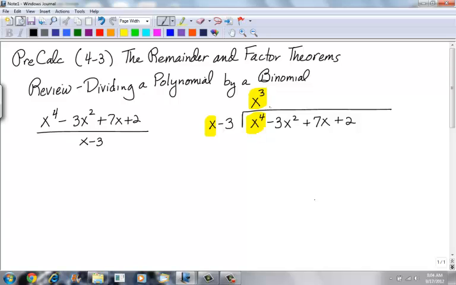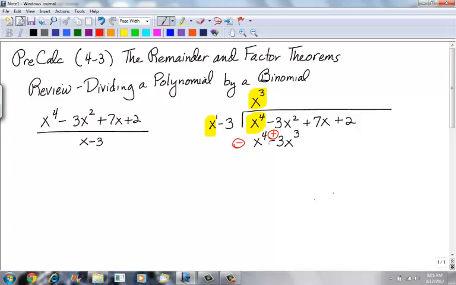Because when you multiply monomials and the bases are the same, what do you do with the exponents? Add them. So when we multiply x to the third times x to the first is just x to the fourth. And then take the x to the third times the negative 3, and you get a negative 3x to the third. Whoops, that one's to the third. Okay, and then the next step is to subtract. So when I subtract, I change the signs on the bottom row.